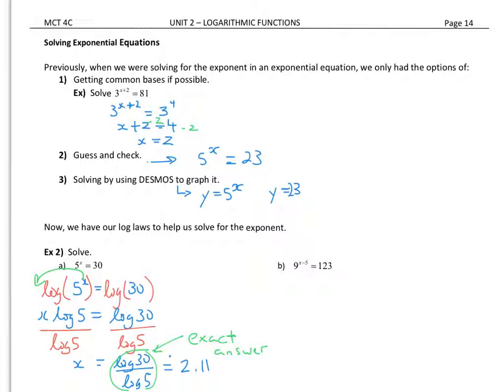Try the next one. Take the common log of both sides. We're going to have the log of 9 to the x minus 5, and that will be equal to the common log of 123. Apply the power law of logs, and that's going to equal x minus 5 times the log of 9.